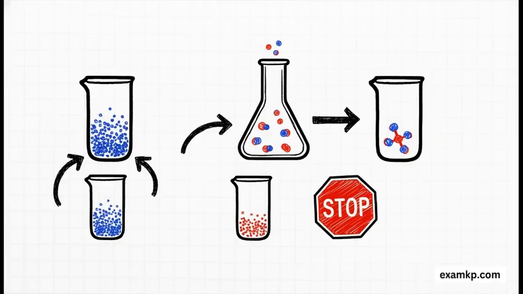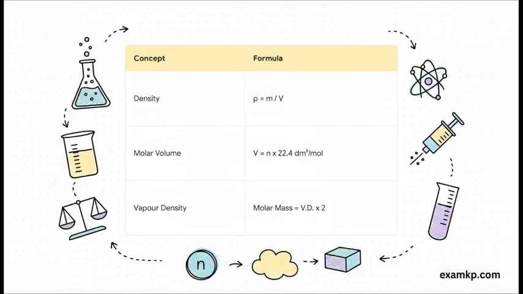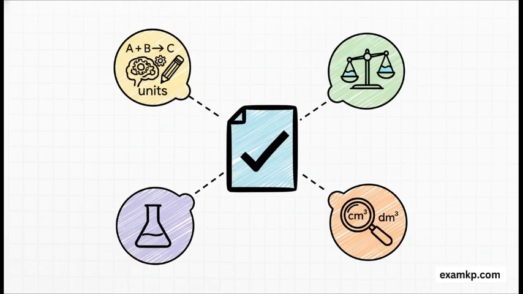You've seen the tools, and you've seen them in action on real problems. You are almost there. Let's just wrap things up with a quick summary and a few last-minute tips to make sure you absolutely nail this on exam day. Here are your key formulas, all in one place. Your very own cheat sheet. Density, molar volume, and that vapor density conversion. Go ahead and screenshot this, write it down, burn it into your brain. These are your keys to unlocking the points.